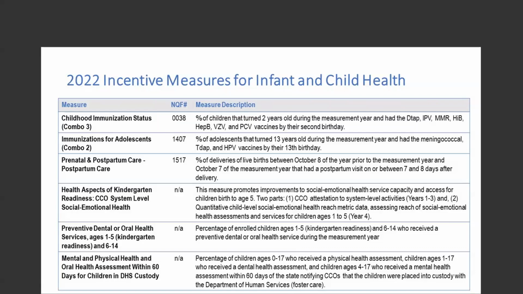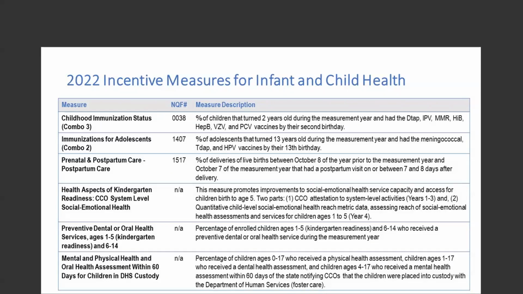Of note, you'll notice in this measure set is a couple of what we call homegrown measures. It's also some of the core measures as well, the CMS core. The homegrown measures we want to call out are right in the middle of the table. There's one that's just recently adopted, the health aspects of kindergarten readiness, CCO system level social emotional health. This measure was developed with OPIP as the measure steward, with the key partnership of the Children's Health Institute and OHA. The measure in its first few years will be attestation and capacity building, with coming years reach of social emotional health assessments and service for children ages 1 to 5.